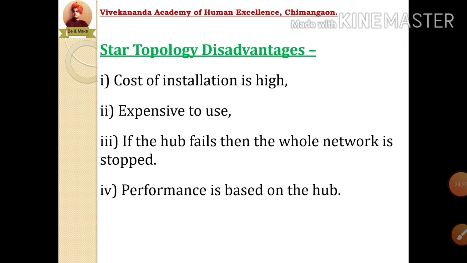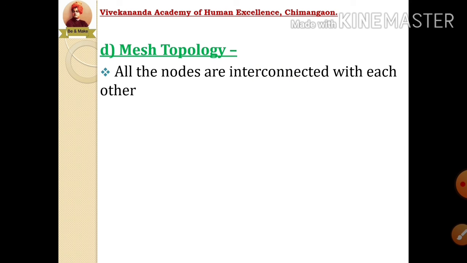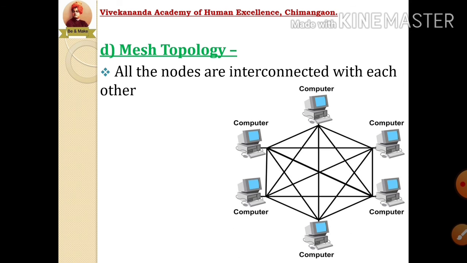Now we will move further to the next topology, that is mesh topology. As the name suggests, all the nodes are interconnected with each other to form a mesh kind of structure. Here I have shown you how the mesh topology looks. Each and every computer is connected with each and every other computer with the help of wires or cables. So each computer will have a direct connection with another computer and has a dedicated path to communicate with each other.